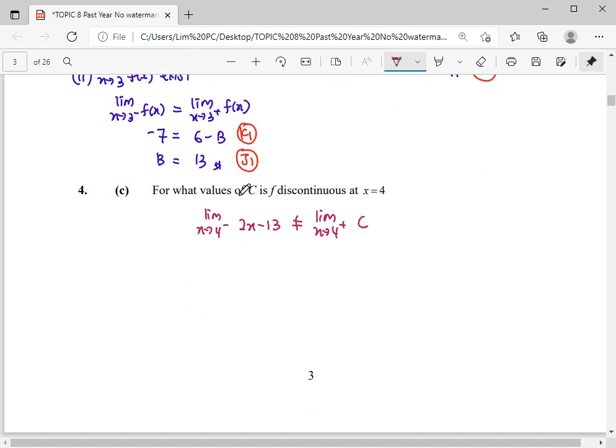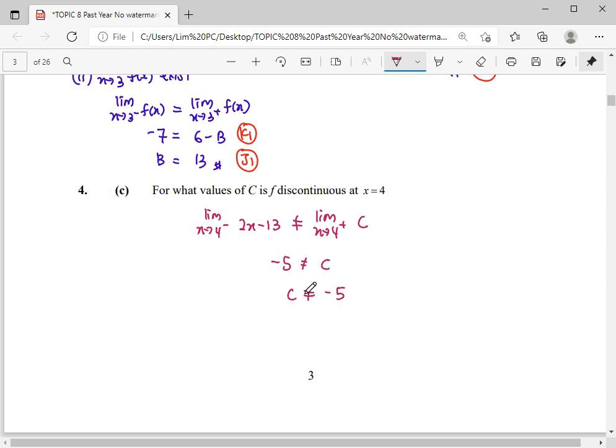So we attempt solving our limit. Substitute x equals 4 here. It will be 8 minus 13, which is -5. The limit of a constant is c. So as long as c is not equal to -5, the function will be discontinuous. So our answer is c not equal to -5, or we can say c can be any real number except -5. Once we put -5, it will be continuous.